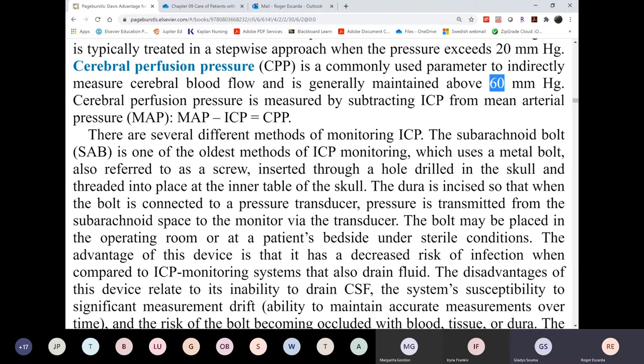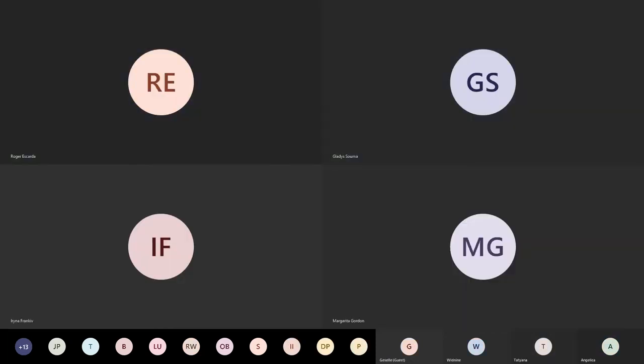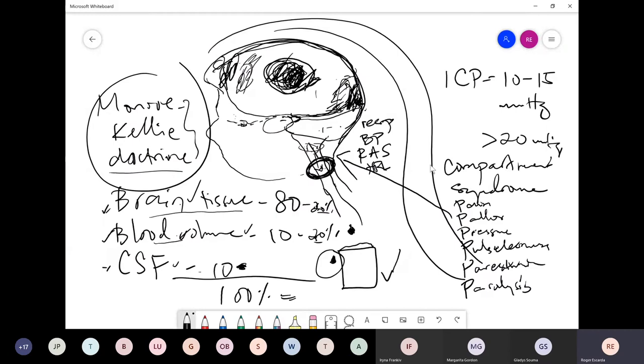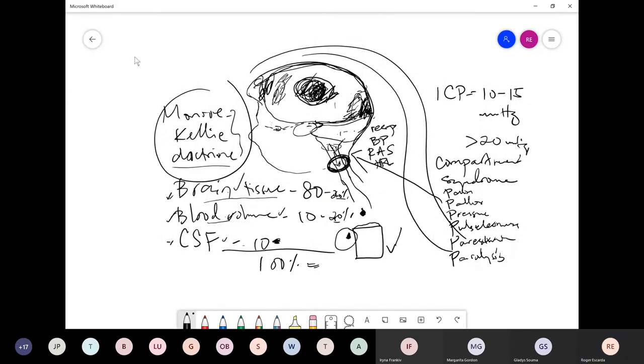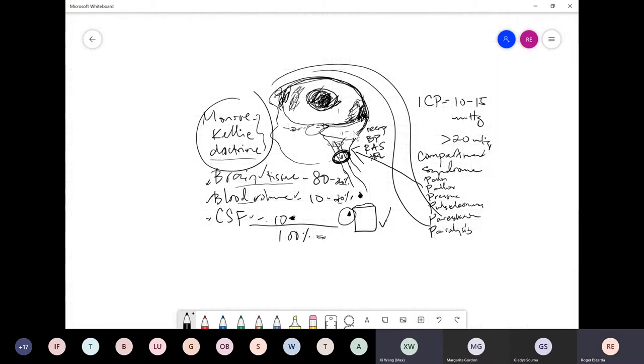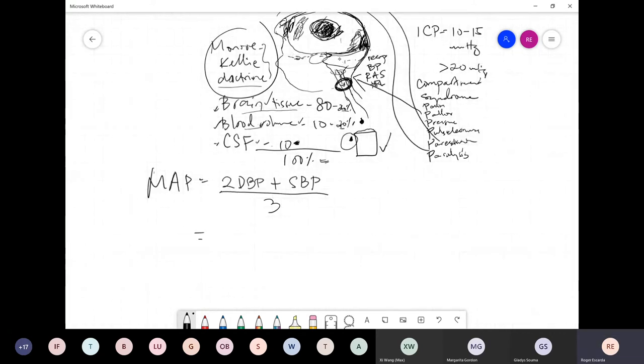Alrighty, so let's review that. Isn't it just the average of the arterial pressure? No. MAP equals 2 times your diastolic plus your systolic blood pressure divided by 3. So if we have a blood pressure of 120 over 80, so 80 times 2, 160 plus 120, 280 divided by 3.